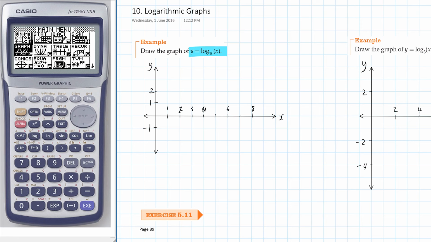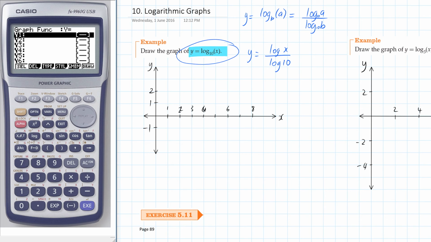Now for this we need to remember a little rule: if you've got y equals log of some number with a base, that's the same as log of that number divided by log of that base, where the log bases of these ones are just 10, so the base that your calculator uses. So when we're putting this one into a calculator, it's going to be y equals log x over log 10, although log base 10 is the one in our calculator anyway, so we can just put it in as log x. So let's put it in.